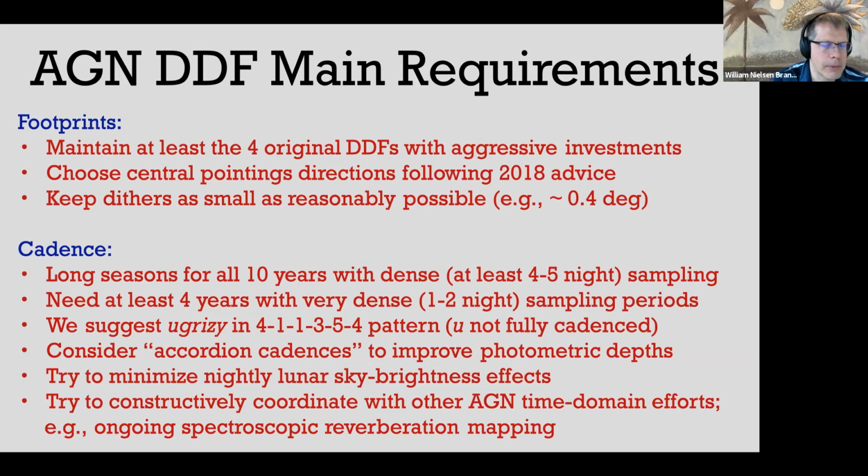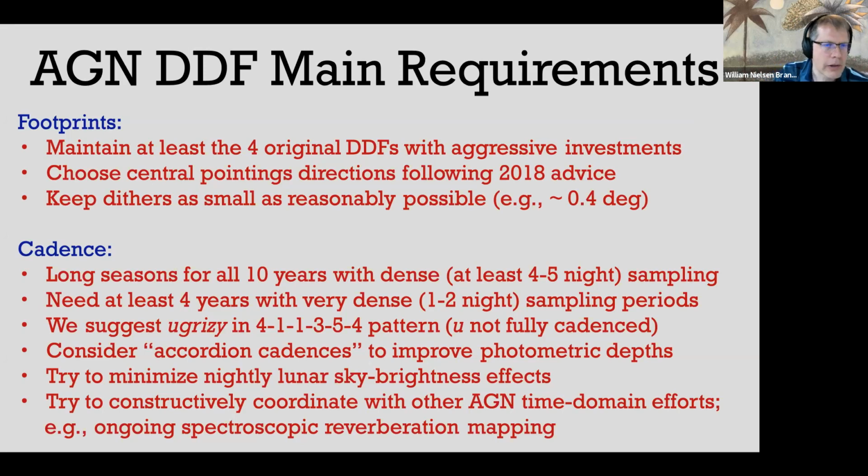And then regarding the cadence, we have a number of important points there in line with our strong interest in variability. One thing we definitely want is to have long seasons for all 10 years of Rubin operations. We don't want Rubin to skip a year on one of the deep drilling fields or something like that. And we want the seasons to be as long as reasonably possible, with at least sampling every 4 to 5 nights. Now, you can sample more densely than that if you wish, but this is kind of a minimum requirement.